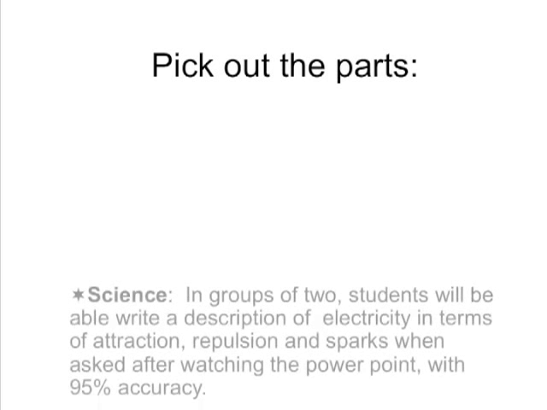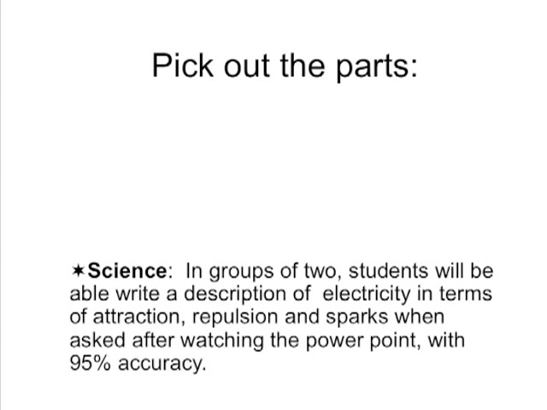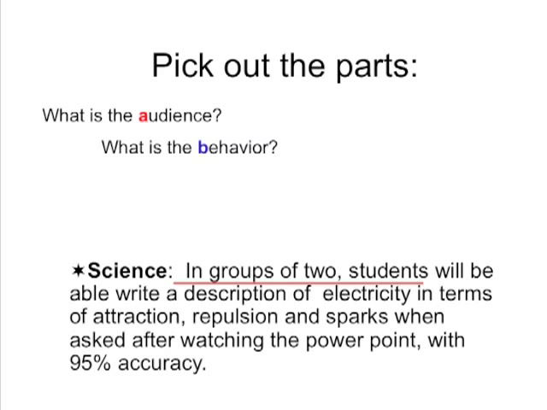So now we're going to pick out the parts. You know the objective. We're going to look for the audience. Here's the objective. Take a moment to read it. So what is the audience? You are correct. In groups of 2, students will be able to write it. That's the audience. Next, behavior. What will they be able to do? Write a description.